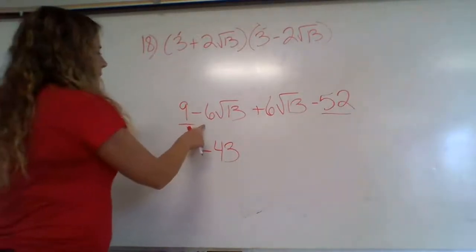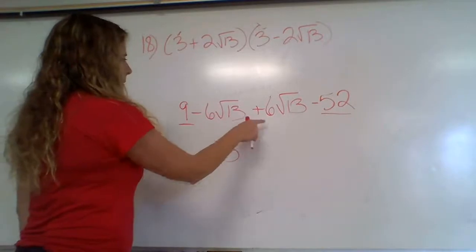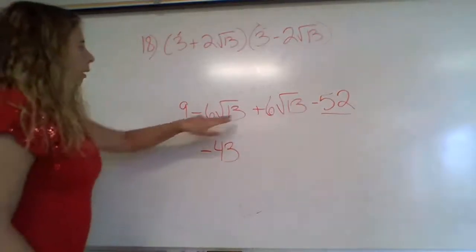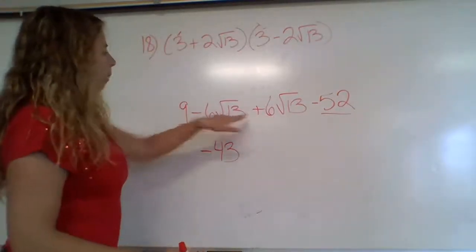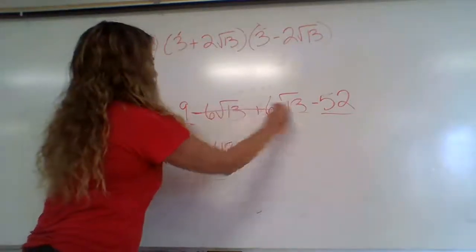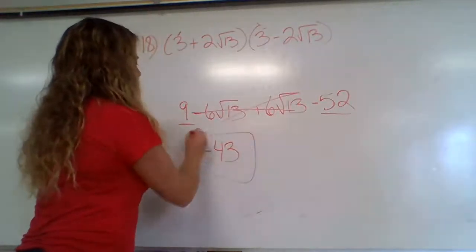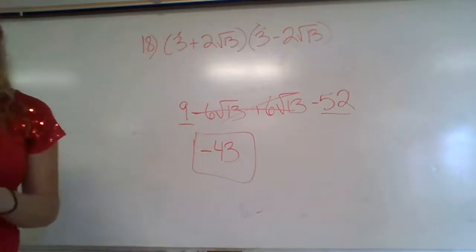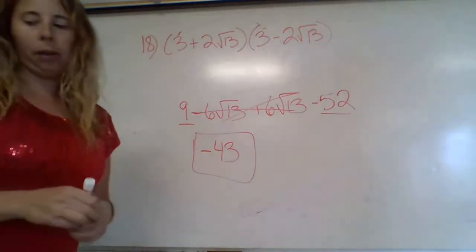And then negative 6 square root 13 plus 6 square root 13. If you combine these together, one's positive, one's negative, so they cancel out. So you're just left with negative 43. All right. I'm going to leave you alone now. Good luck.